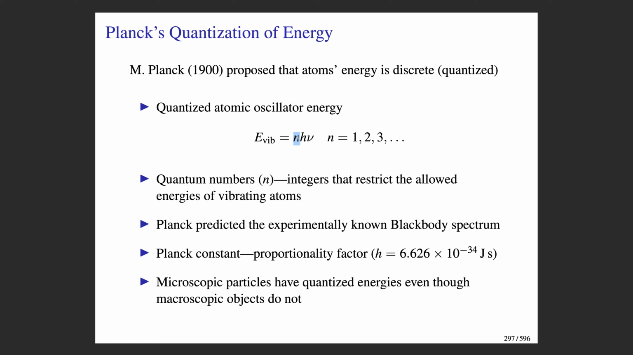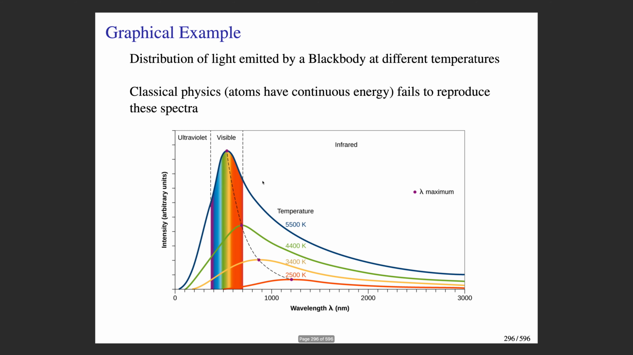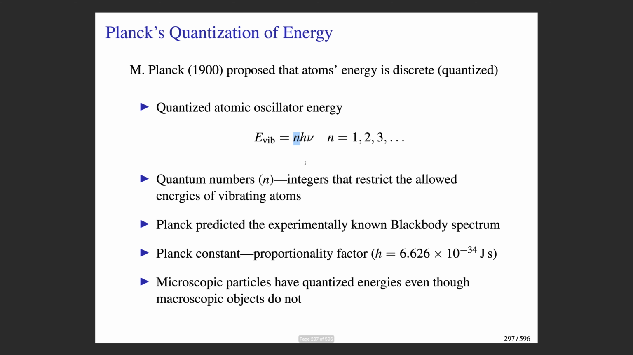And so these numbers n here, these integers, this is called the quantum number. Okay? You see that the effect of the quantum number is that it restricts the allowed energy levels of the vibrating atoms. Okay? Using this model, Planck successfully predicted the experimentally observed blackbody spectrum.